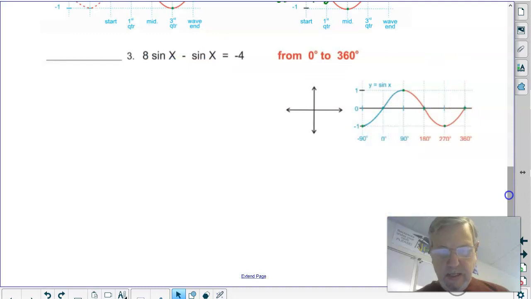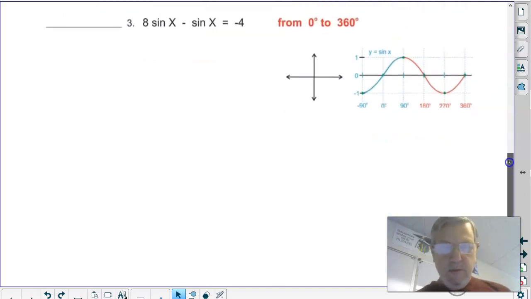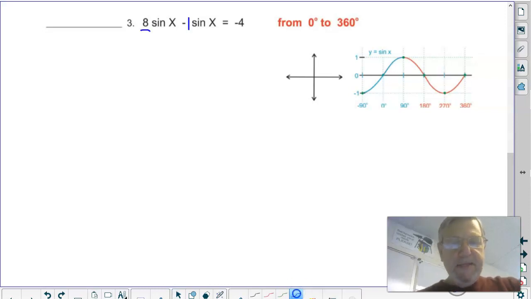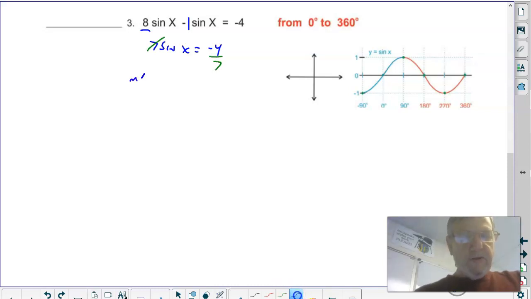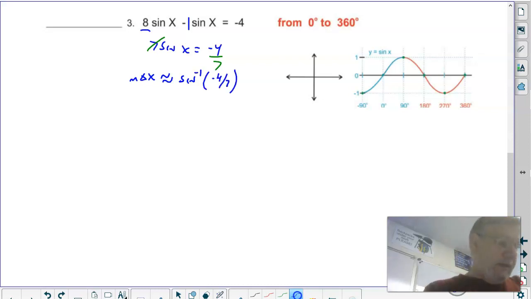Let's extend my page. All right, number 3. Again, this one we're just adding like terms, so don't let that scare you. 8 of them minus 1 of them is 7 of them. So we have 7 sine x equals -4. Divide both sides by 7. And so the measure of angle x is going to approximate sine to the -1 of -4/7. All right, so -4/7. Make sure it's negative.